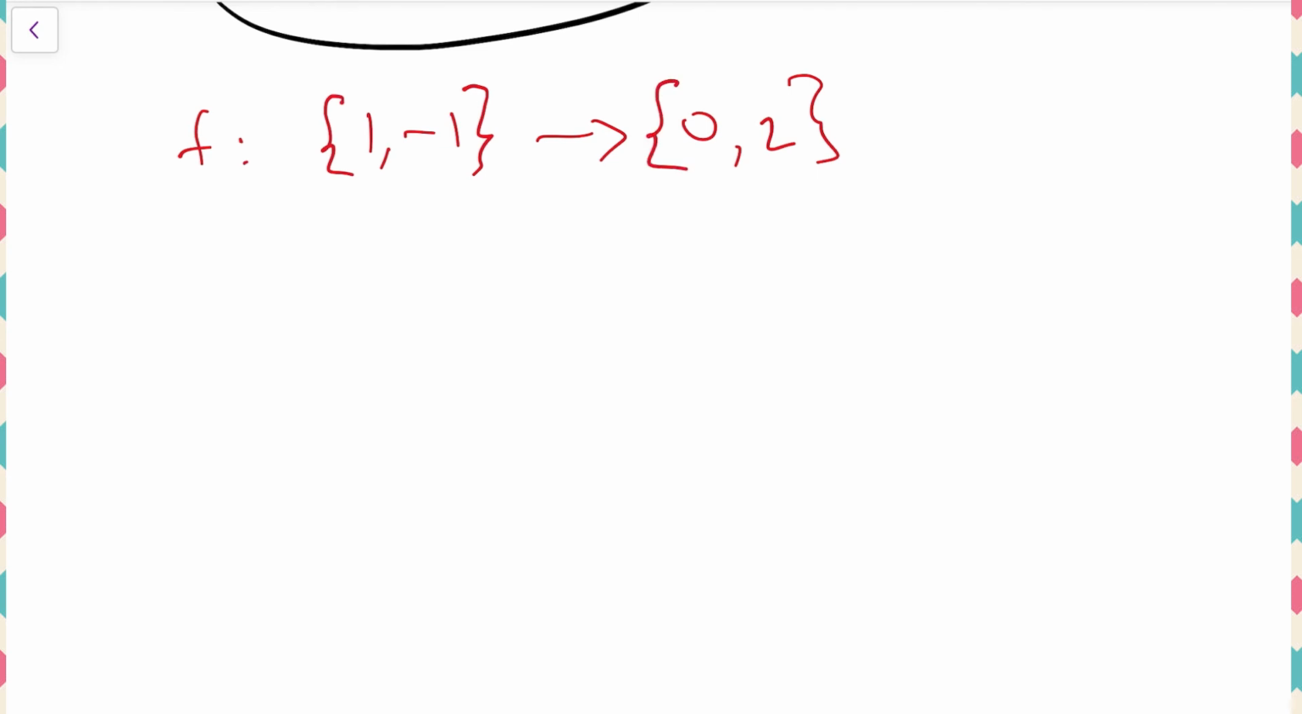I am changing the domain now. In the domain we have minus 1 comma 1, which is the same as 1 comma minus 1. That's why I am alternating the elements and writing it again.